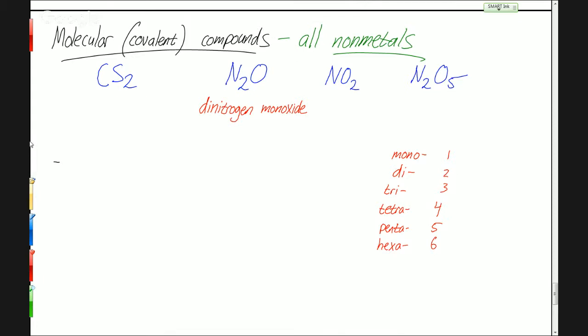Usually, the second atom, whatever it is, becomes -ide, just like in the ionic ones. So it's not dinitrogen monoxygen, it's dinitrogen monoxide.